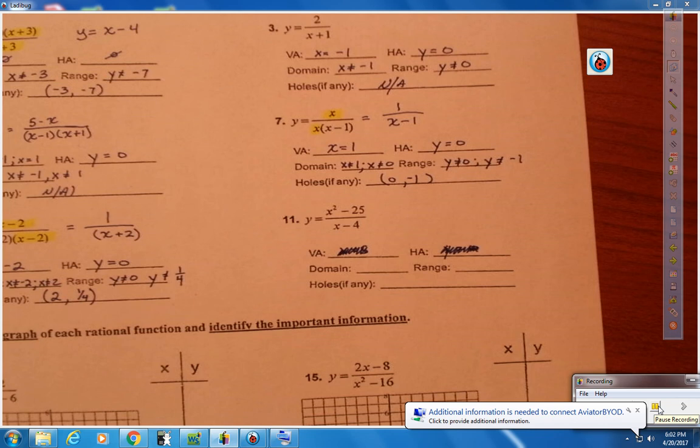My domain, okay, x cannot equal -4, and I'm going to put a comma here, or 4. And y is not allowed to equal 0, and we're going to find out what that other value is when we plug this into our calculator.